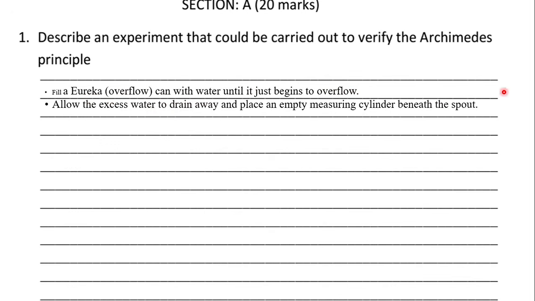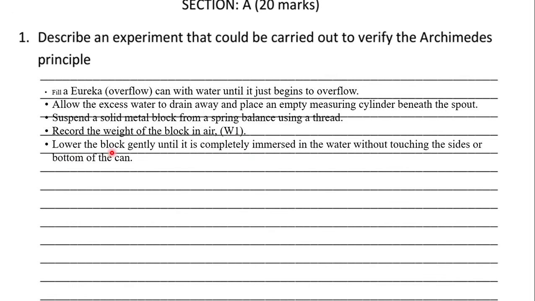Make sure you refer to the diagram of the Eureka can in your notes. You can get it from textbooks as well, such as Excel, Succeed, Achievers, and any other good physics book. Then suspend a solid metal block from a spring balance using a thread. You are doing this in order to measure the weight of the metal block in air. So record the weight of the block in air, call it W1.